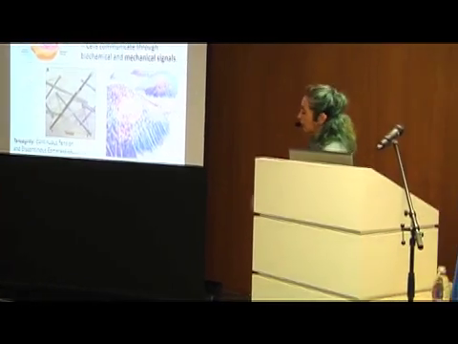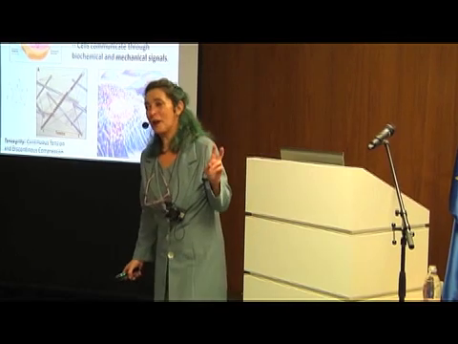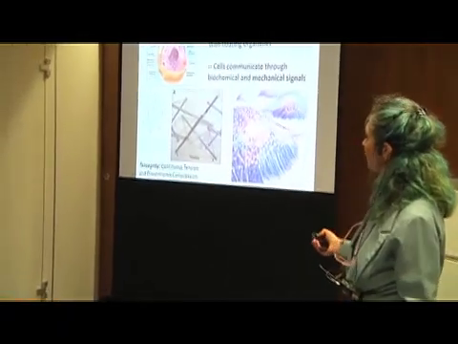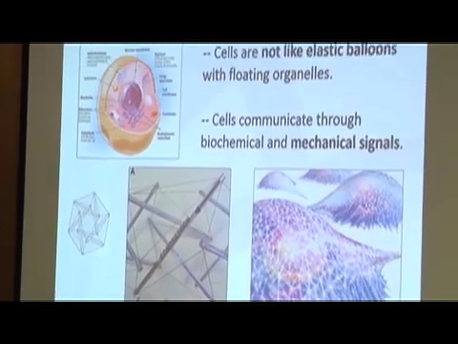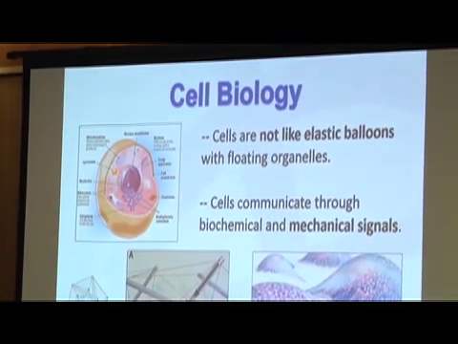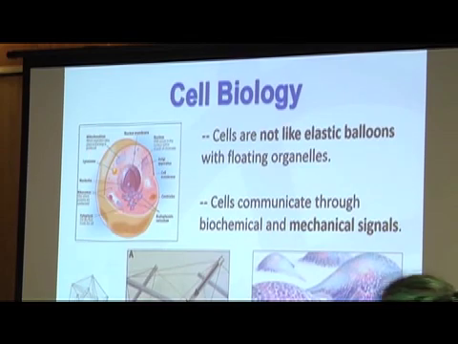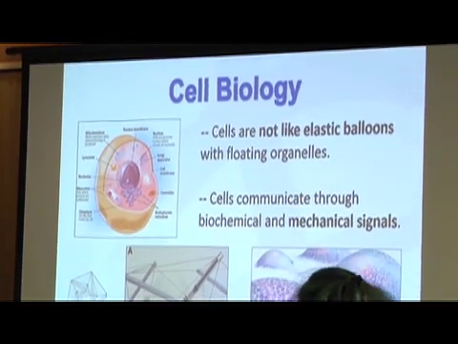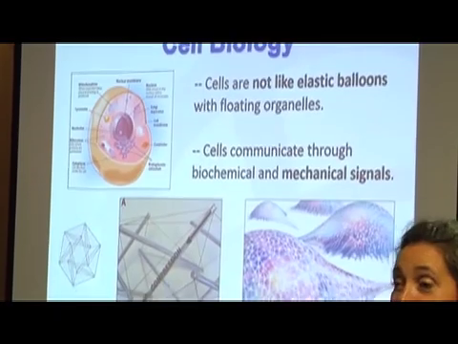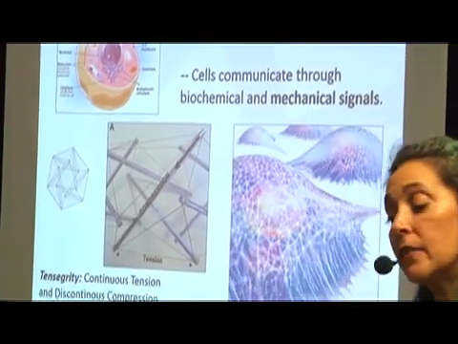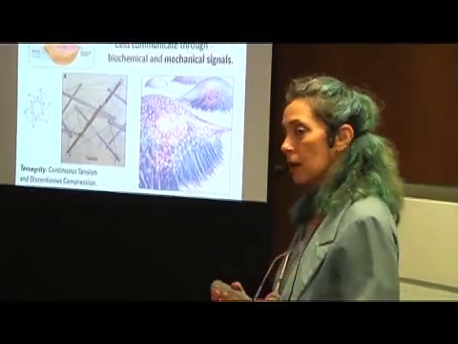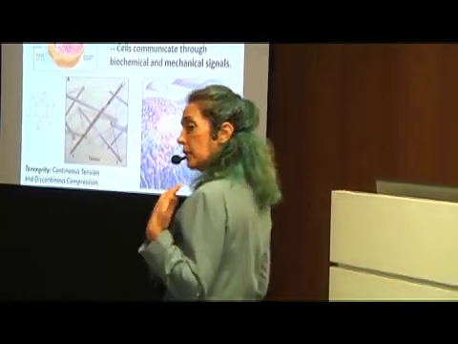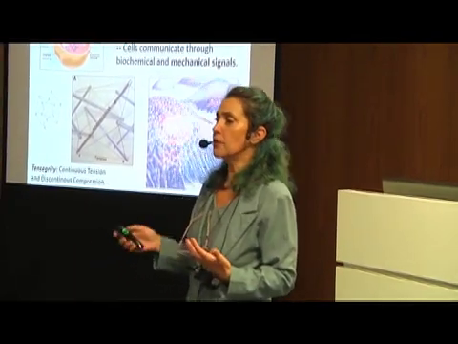So, I have two slides of cell biology, which I feel I must give you. Is this your idea of a cell? A little round balloon with things floating inside? This is what they teach us in school, isn't it? This little round balloon. Well, cells are really more like this. The architecture of the cell is based on tensegrity. It is an architectural concept based on continuous tension and discontinuous compression.